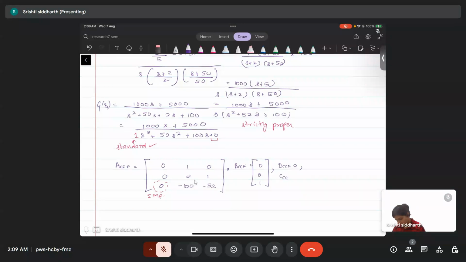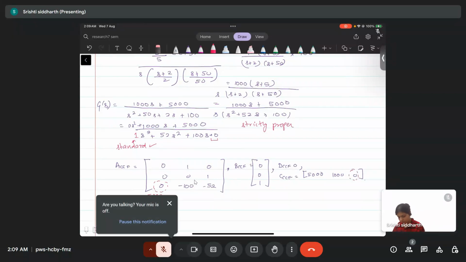And now let's see what C is. So we have a strictly proper transfer function. You will have 5,000, 1,000 and 0. This is 0 s squared. Just note this down, that this has to be a 1 by 3 vector.